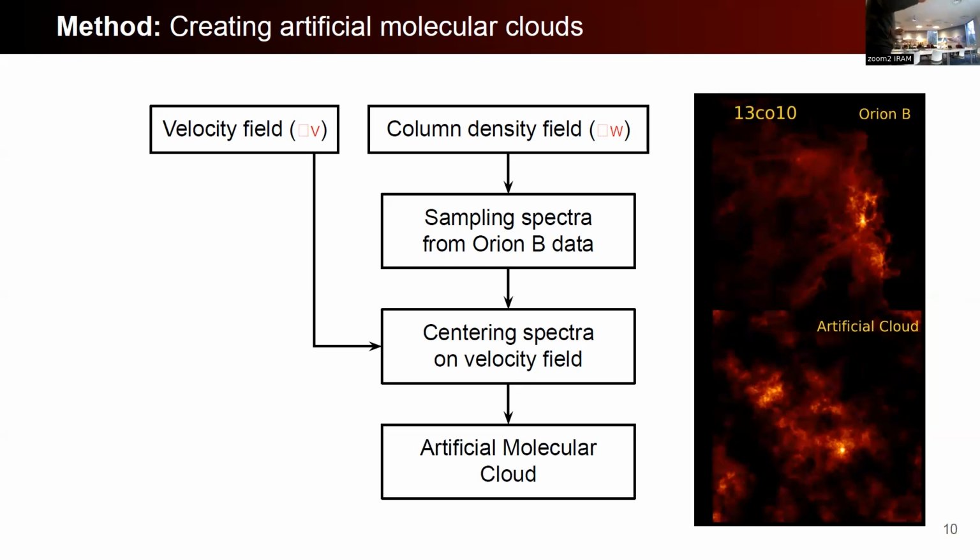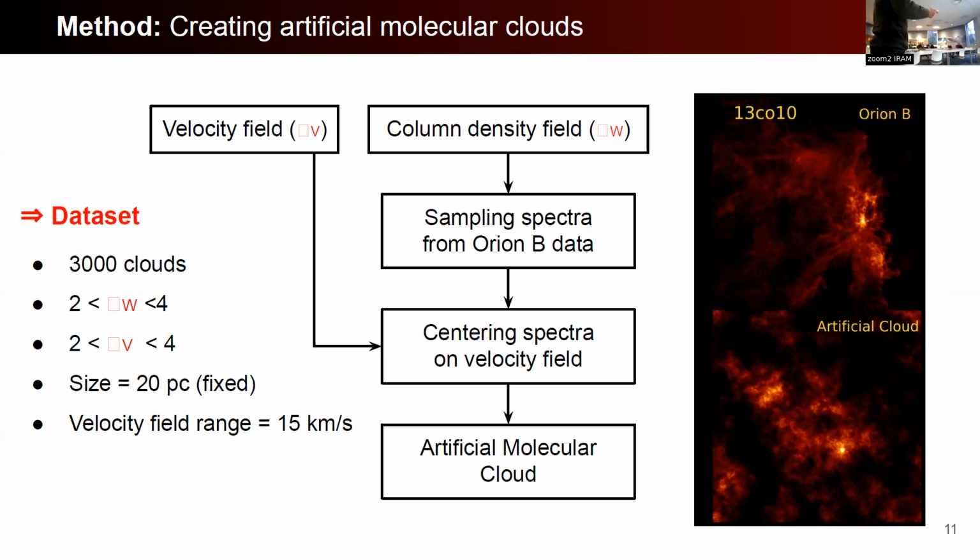So this is an example. Here you can see ONB in 13CO, and here an artificial molecular cloud in 13CO, showing the integrated intensity. We repeat this process a few thousand times, and that gives us a dataset that we can work with, with the beta of the column density field varying between 2 and 4, which are values commonly found in Milky Way clouds. And the velocity field beta varies between 2 and 4 also. It's very important to note that all the clouds in our dataset have a fixed size of 20 parsec and a fixed velocity field amplitude or range.